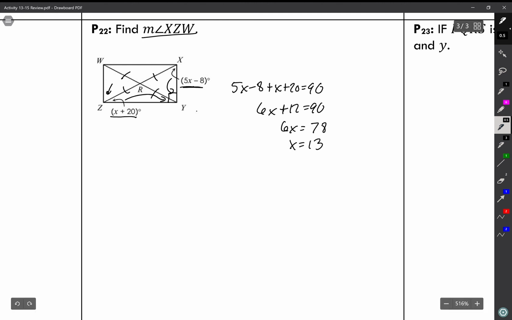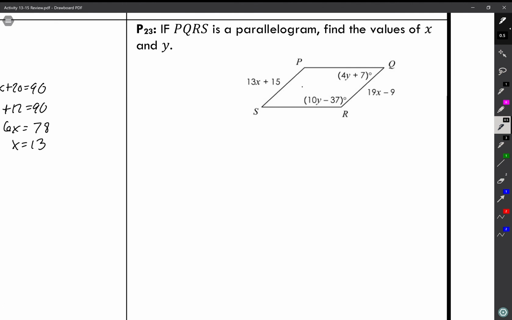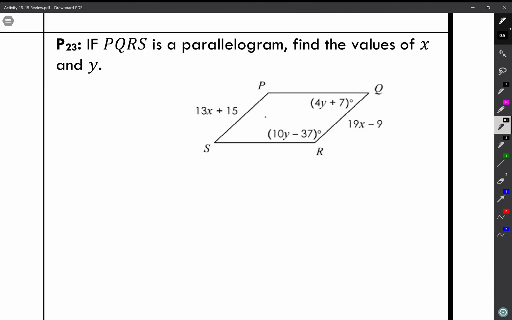Okay, so since I said that the measure of XZW was just the same as whatever this would be, 5x minus 8, that's 5 times 13 minus 8, which comes out to be 57 degrees. Awesome. 23. If PQR is a parallelogram, find the values of x and y.